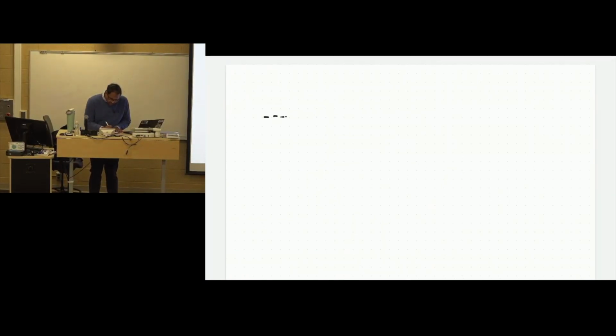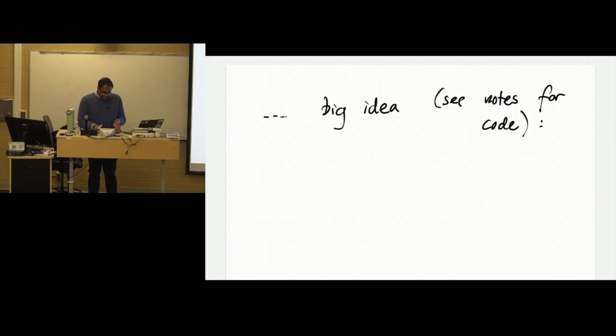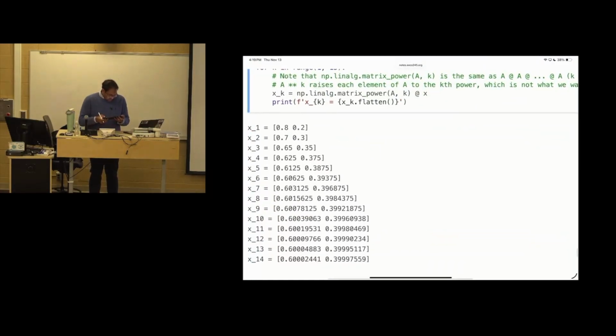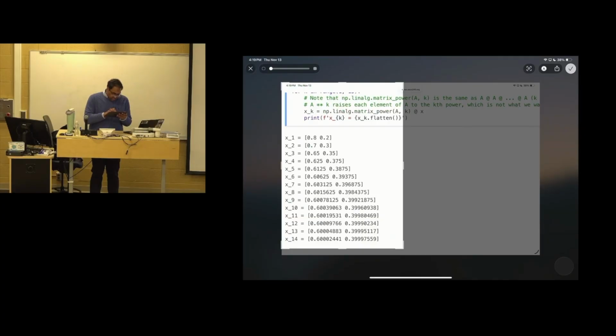So here's the big idea. Actually, no, in case someone doesn't look at the notes for this, this is too important to not see. Copy this.